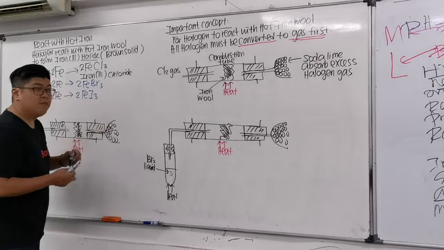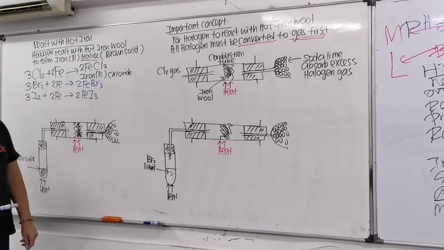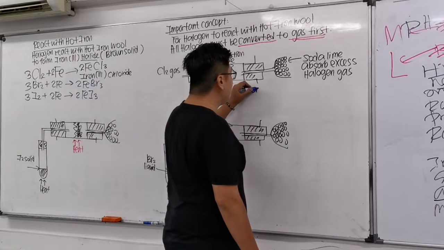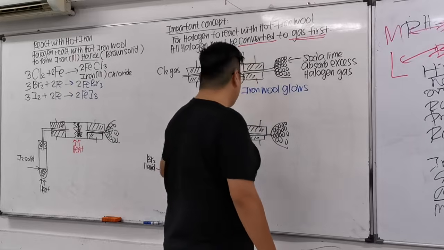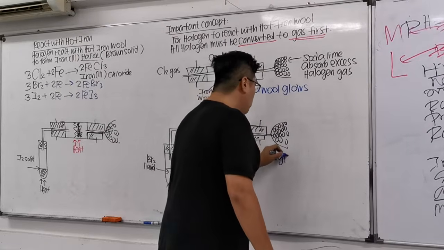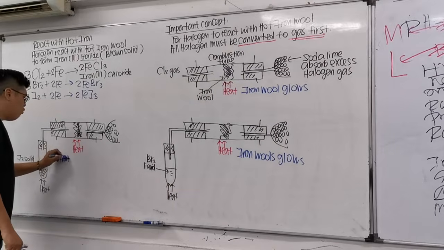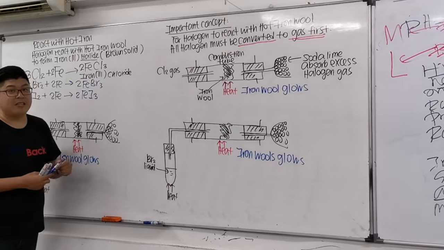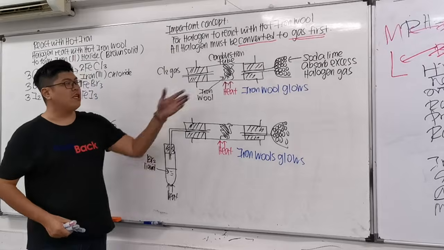So far so good? Okay, what is the difference in observation? I'll use blue color to write. In this case, when you react, you can see the iron wool glows. This one glows. This iron wool also glows. This case, your iron wool also glows. But how to show the difference? We know that going down the group becomes less and less reactive. So this one is very reactive.